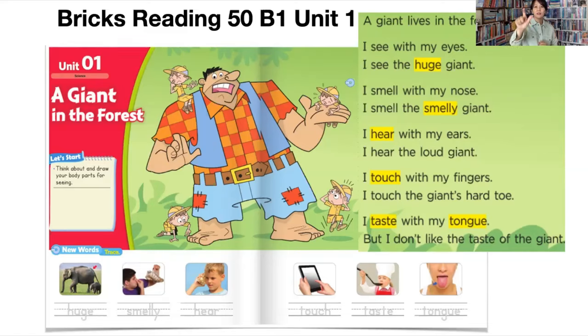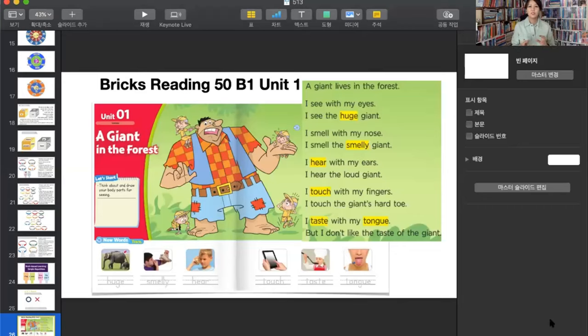Smell. Hear. Touch. Taste. Okay, let me turn off this PPT for a while. Let me see, you can see me only. You can see me. So can you remember my finger? What is that? See.